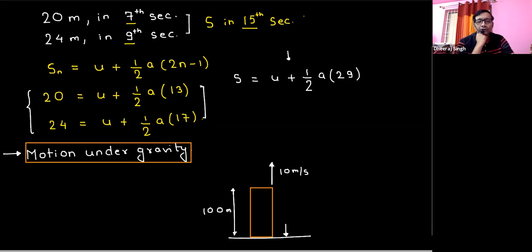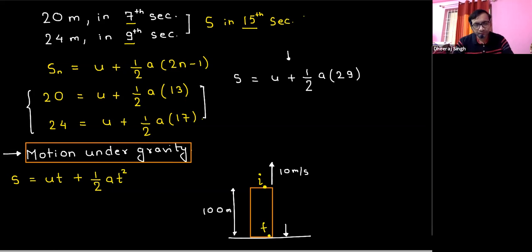Which equation will you be using? S equals ut plus half a t squared you will use, right? Because displacement is given to you, initial velocity is given to you, and you are asked for the value of t. What is the value of S? In this case, what is your initial point and final point? This is your initial point, and this is your final point.